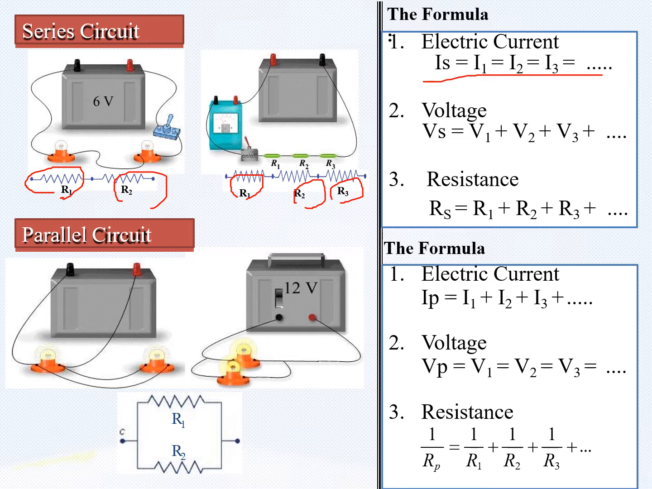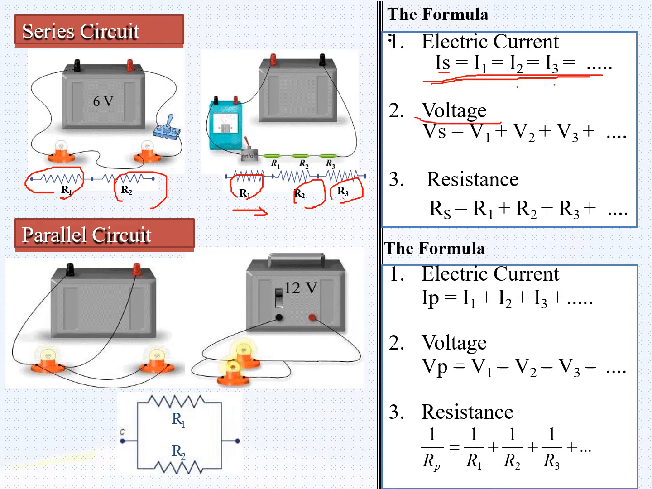I consider that the current through R1 is I1, the current through R2 is I2, and the current through R3 is I3. As these are connected in sequence, the current throughout the circuit will be the same. That means the supply current Is is equal to I1 is equal to I2 is equal to I3. So we conclude that in a series circuit, the current throughout the circuit is constant or the same.